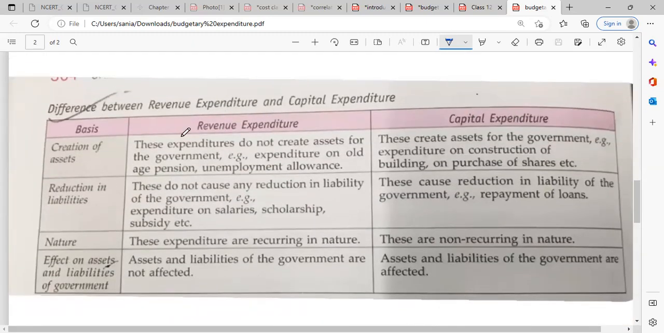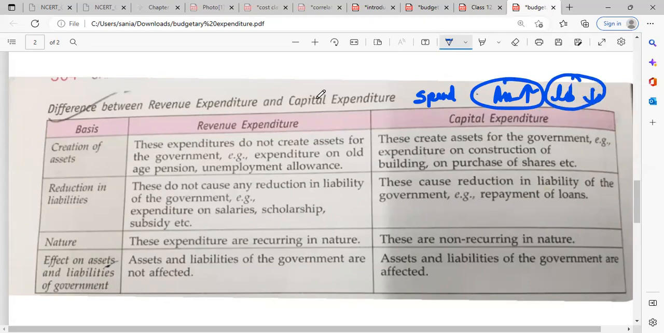Revenue expenditure and capital expenditure. Revenue expenditures do not create assets for the government. For example, the government gives money to people like the old age pension or the retired pension. The people are not doing anything, but still the government is paying. When you spend money, either your asset will increase or your liability will fall. For example, you purchased a car, so you gave money and your asset increased. Or you are repaying a loan, so your liability is decreasing. But over here you are paying old age pension, unemployment allowance and all that, and nothing is happening: the asset is not increasing, nor is the liability reducing. That is revenue expenditure.